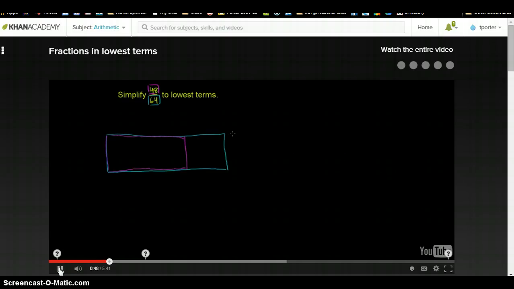So this whole blue area is 64. The 48 is this purple area right over here. So let me write it over here. 48 over 64. And we want to write it in lowest terms. And we'll talk more about what lowest terms even means. Now, is there a way to group these 48 or these 64 into groups of numbers that will maybe simplify them a little bit? And to think about that, you have to think about what is the largest factor that is common to both 48 and 64.